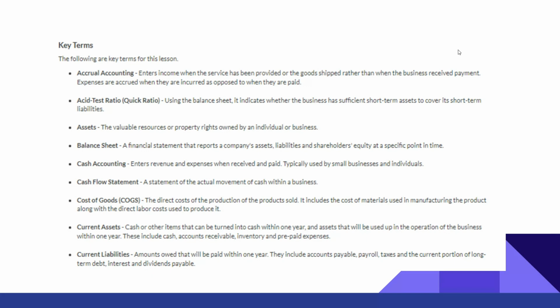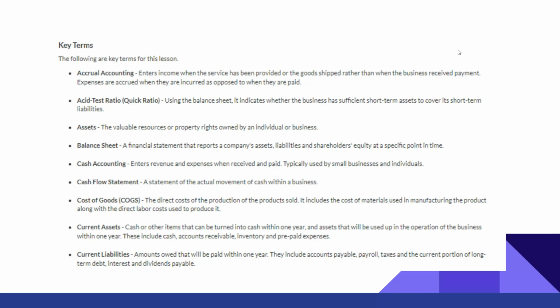Assets: the valuable resource or property rights owned by an individual or business. Balance sheet: a financial statement that reports a company's assets, liabilities, and shareholders' equity at a specific point in time. Cash accounting enters revenue and expense when received and paid, typically used by small businesses and individuals. Cash flow statement: a statement of the actual movement of cash within a business.